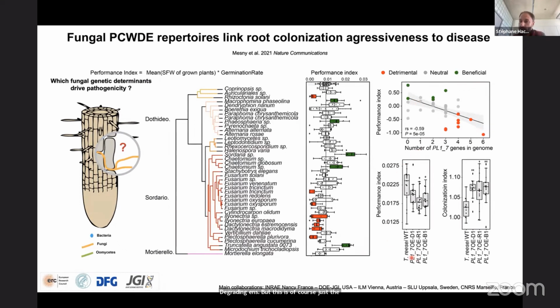So the next step for us was to take a fungus here, Trichoderma rhizei, that naturally lacks this gene family. And we took a copy of a PL1-7 from a detrimental fungus that we overexpressed in this PL1-7-free genetic background. And what we observe is that this fungus becomes much more efficient at colonizing Arabidopsis roots, and that this increase in colonization aggressiveness was associated with a negative effect on plant performance. Again, suggesting that these fungal pectin-degrading enzymes are important for root colonization and for the detrimental effect that we observed in monoassociation experiments.